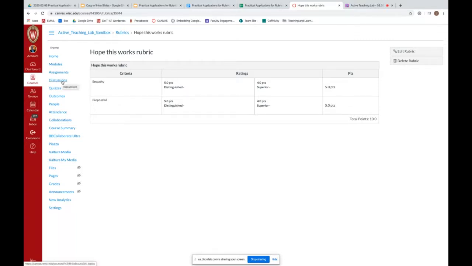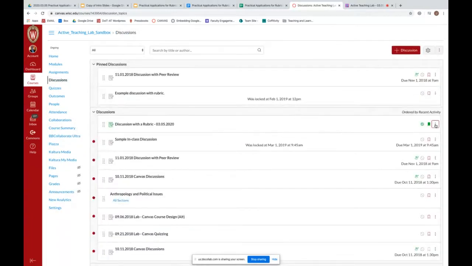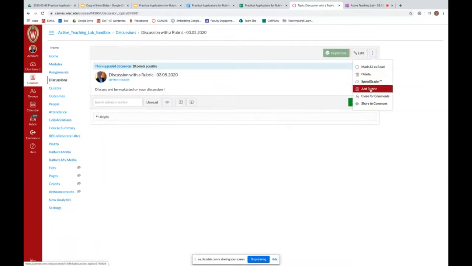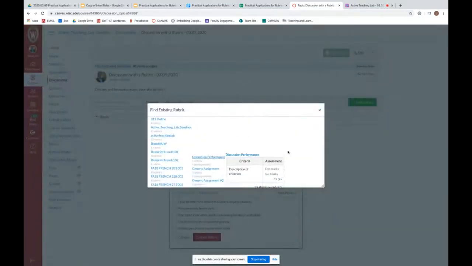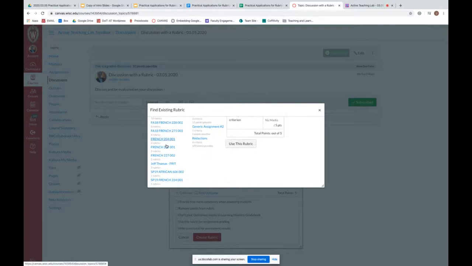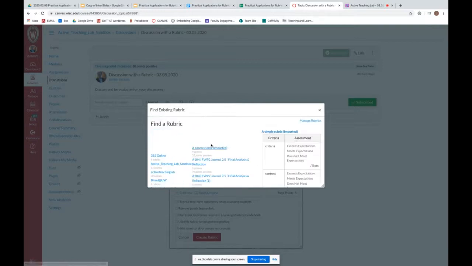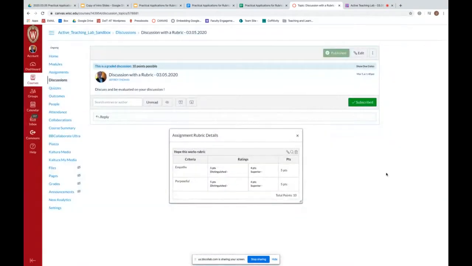That's just getting it into Canvas. It's sort of a complicated process, I understand that. Going back to the discussion, opening the discussion, going back to that, adding a rubric, find your rubric. Hope this works. Yeah. And now your rubric has been assigned to the discussion.